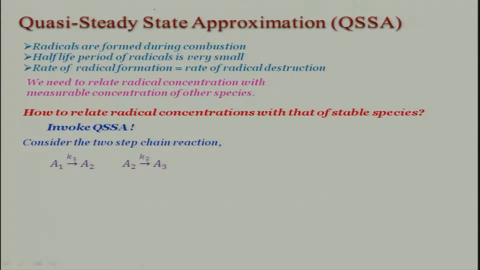Let us consider that A1 is converted into A2 with the reaction rate K1, and this I can call reaction 1, and then A2 is converted into A3 by reaction 2. So if you look, this is basically a series reaction, is it not? A1 is getting into A2, then A2 is getting into A3.